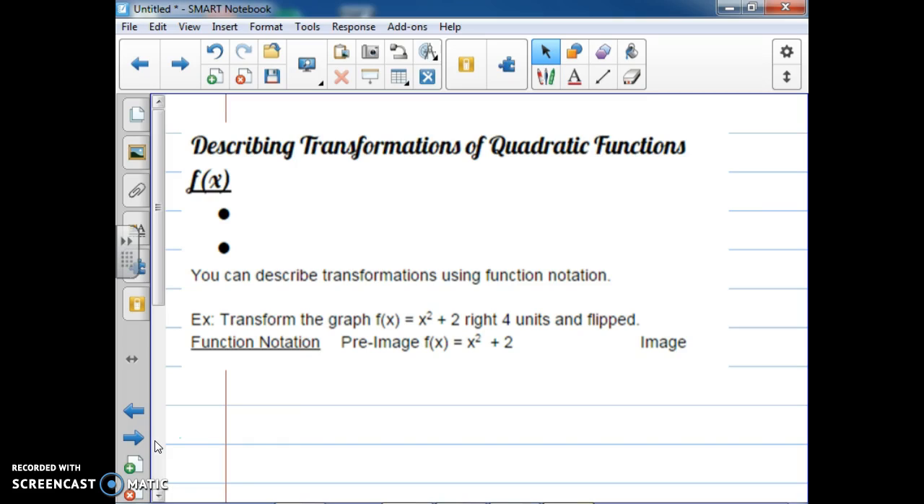The first two things are the same thing you wrote in your notes. That f of x is the same as y. Okay, it's just a name. And it is your pre-image.